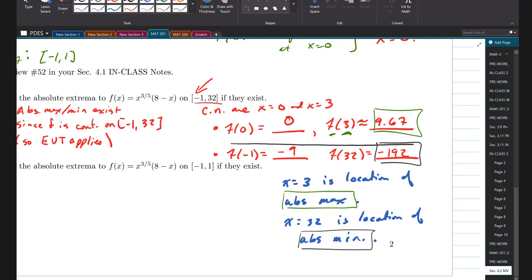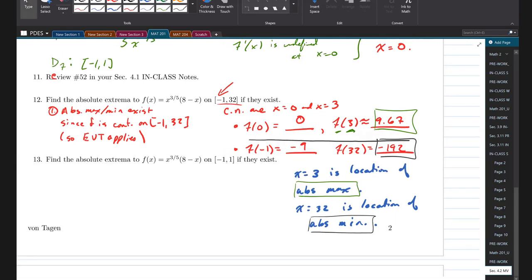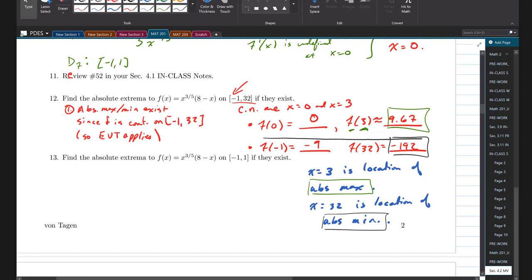Okay, let's look at number 13 now. How is number 13 different from number 12? The domain is different. Okay, so we're still going to say that the EVT applies. In this case, I go to list the critical numbers.